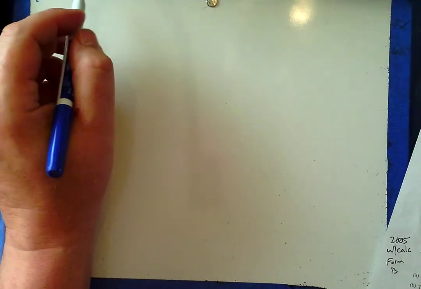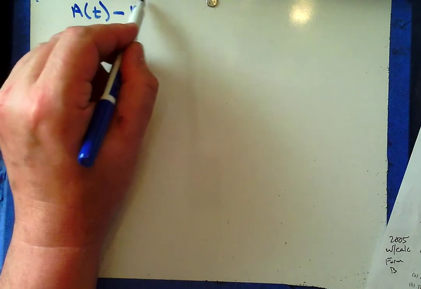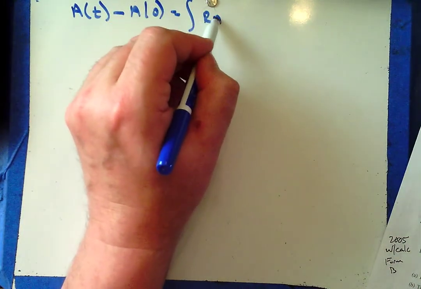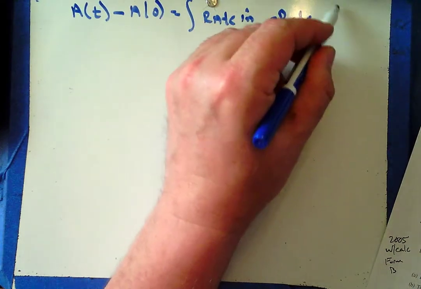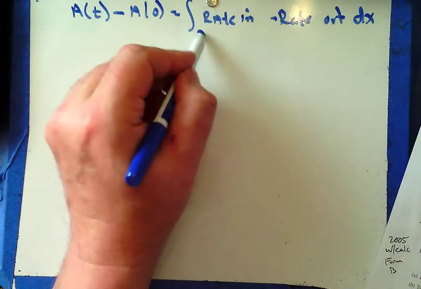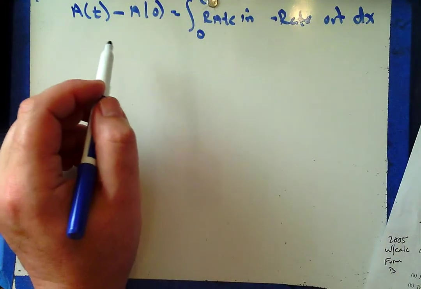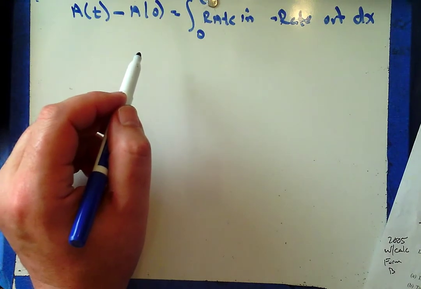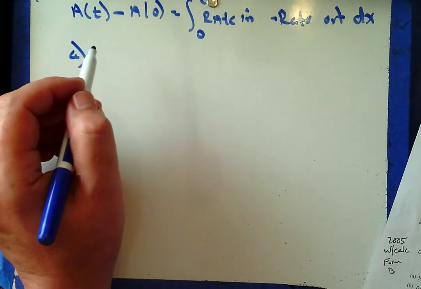Okay, so we're going to be thinking about that same A of t minus A of 0 equals the integral of rate in minus rate out, dx, 0 to t. This is going to show up in almost all of these rate in, rate out problems. So I'd be thinking about this, but often not the first question, which should be easy and straightforward.